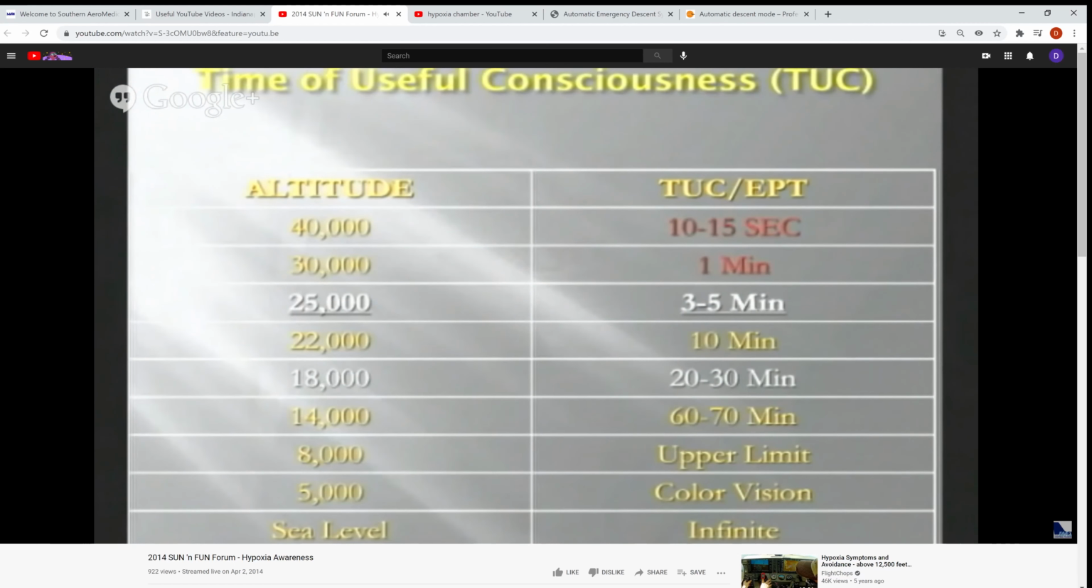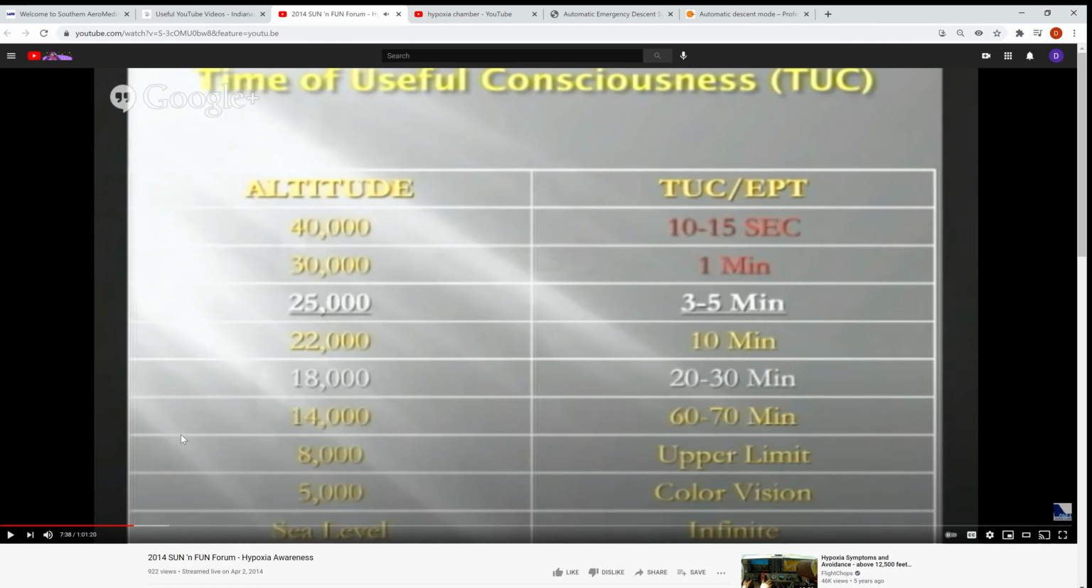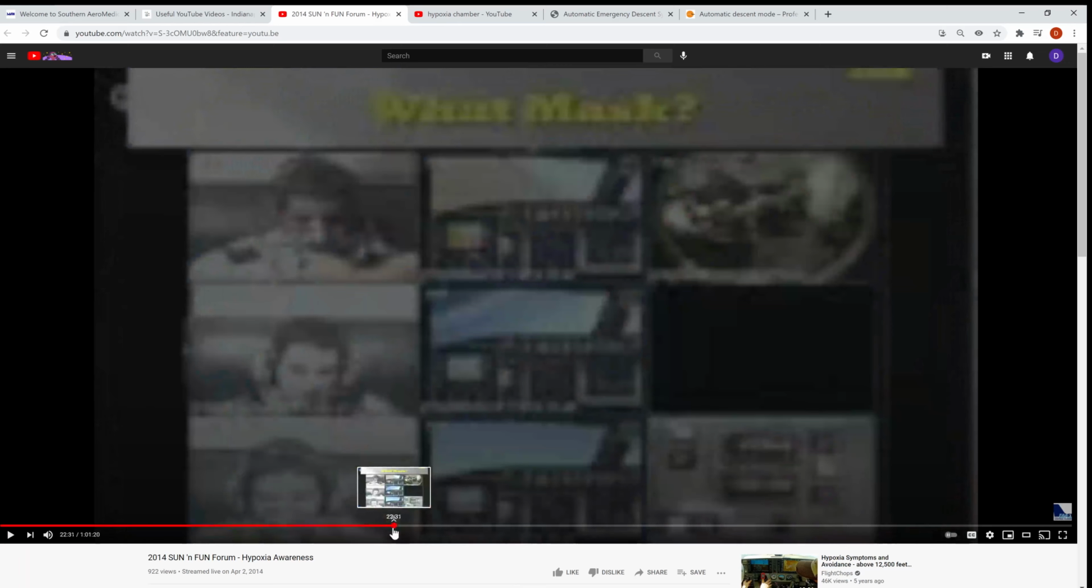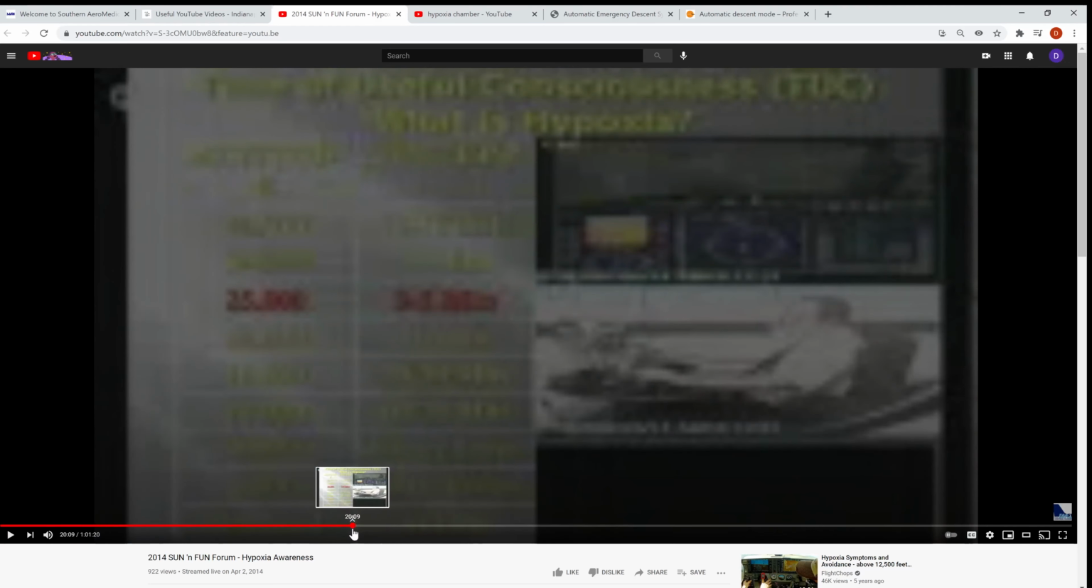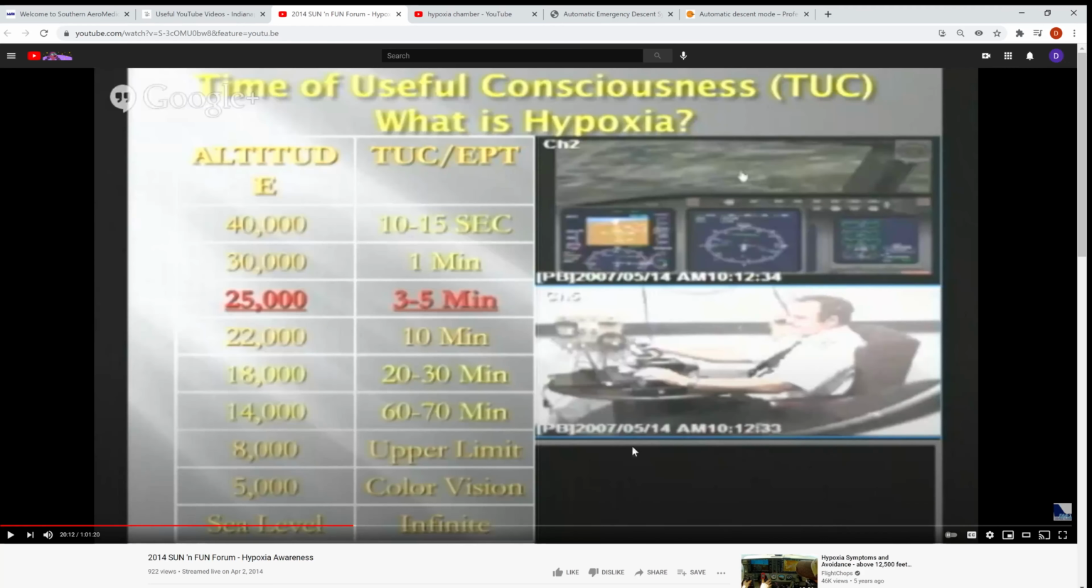We can get through this pretty quick. I am going to skip this part. This is that time of useful consciousness chart that's really applicable to something like a rapid decompression and so on. He's going to go through several examples of different people in the sim, and that's where I'm kind of picking up on some of these principles. But I do want to focus on one particular segment. Again, this is going to be about 3 minutes, so we're going to pick up at about the 20-minute and 14-second mark. Close enough.